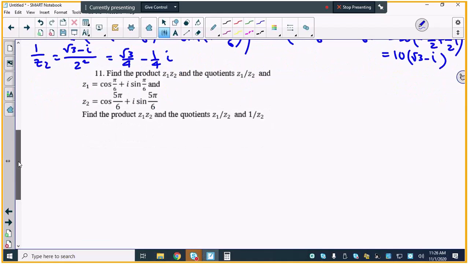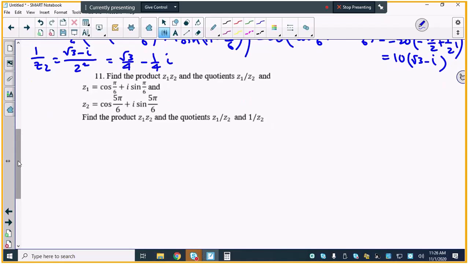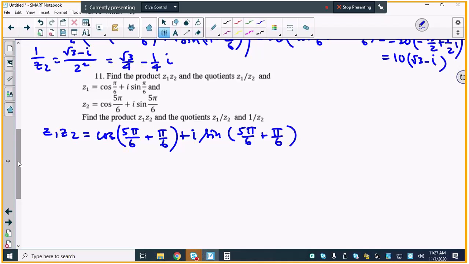Now this problem, I have given you the polar form, so it's even easier. We'll start with z1 z2 formula wise. For the first complex number, if you are thinking about the radius, it's 1 unit. Second complex number, the same thing, it's 1 unit. So I will say it's 1 times 1, so 1 cosine 5 pi over 6 plus pi over 6. That's adding, plus i sine 5 pi over 6 plus pi over 6. I should have said pi over 6 plus 5 pi over 6, but they're the same thing. So this is cosine pi plus i sine pi.